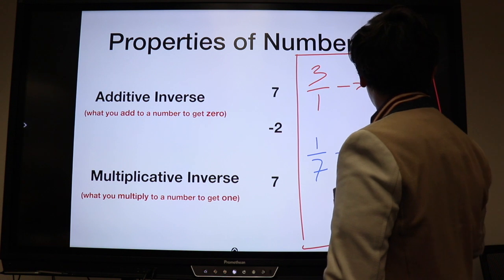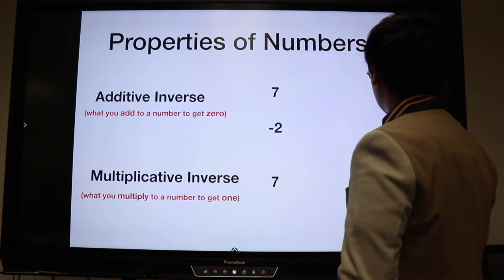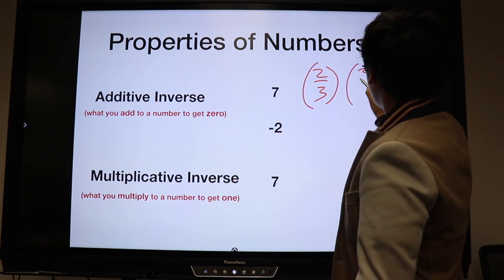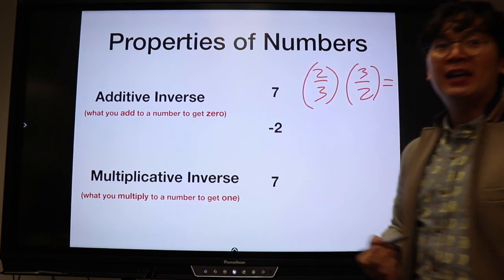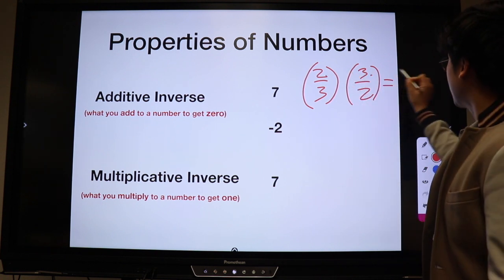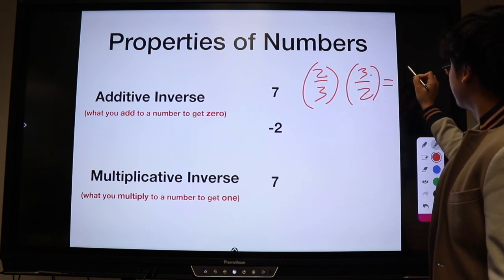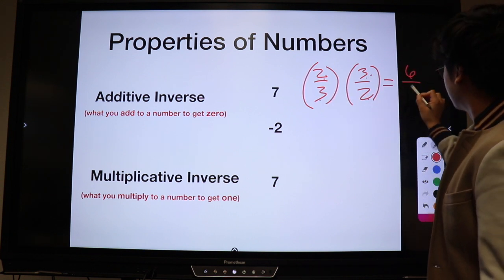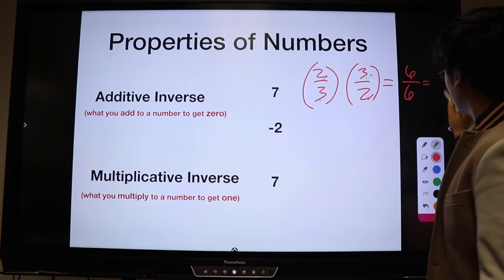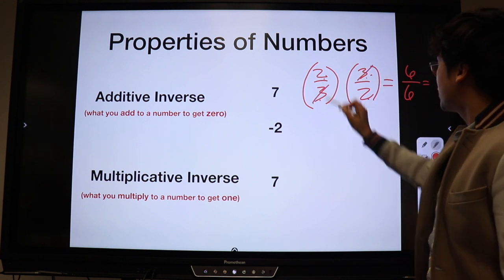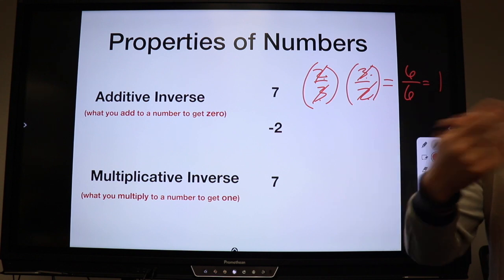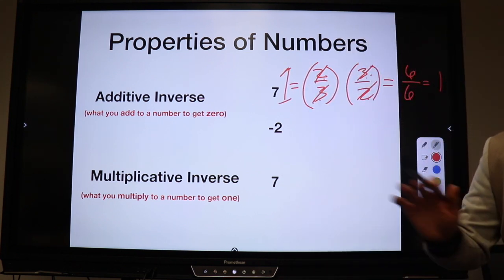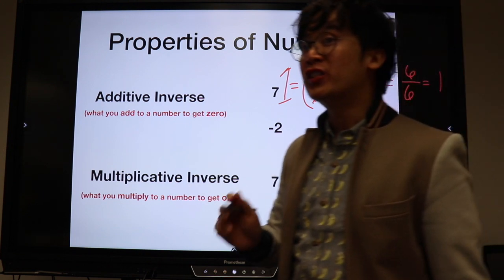Now, why is reciprocal important in the multiplicative inverse? Here's why. If I have 2 over 3 multiplied by 3 over 2, it's going to equal 2 times 3, which is 6, over 3 times 2, which is 6. And what is 6 over 6? 1. Because if you cancel common terms in a fraction, it will always equal 1. Got it? That is the importance of the reciprocal.